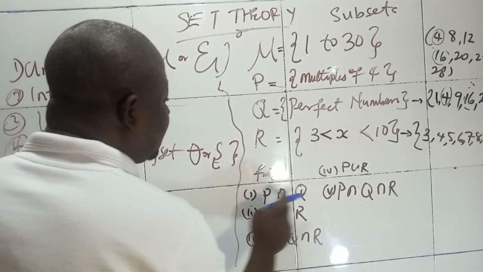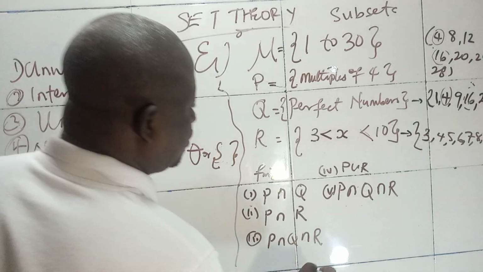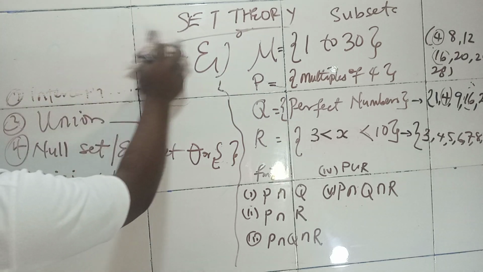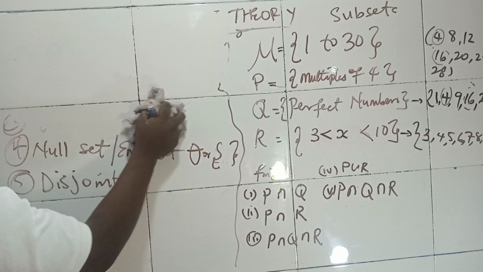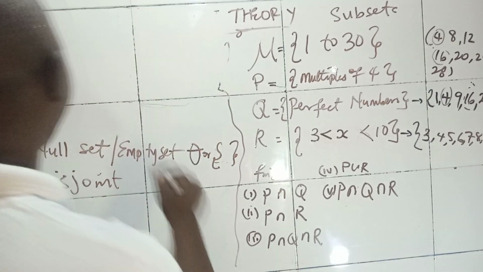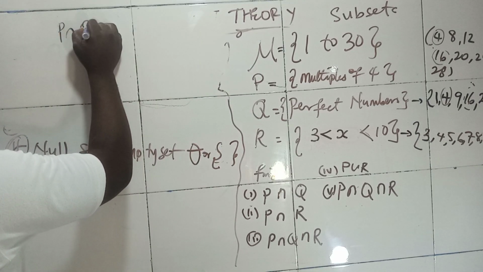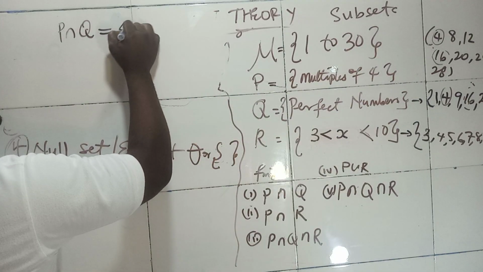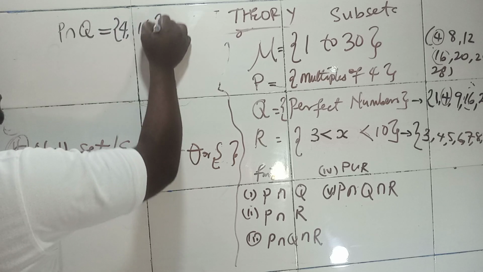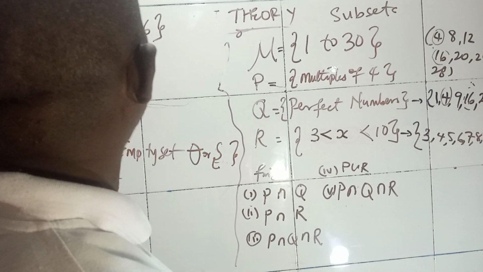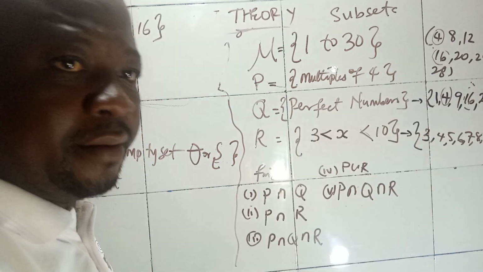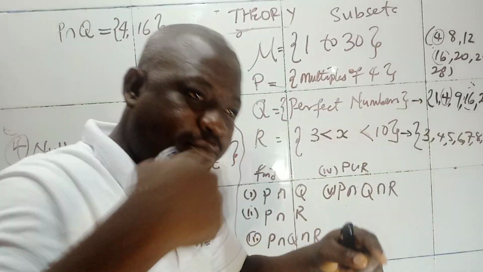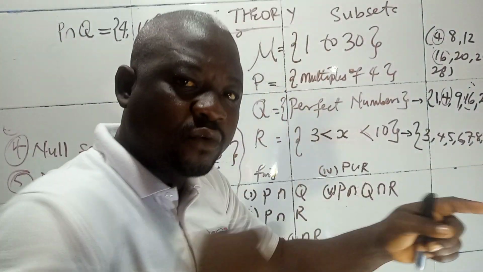So it means that P intersection Q is now equal to what? 4 and 16. Because those are the two things you can find in these two. They have 4 and 16 to be the only thing common to them. That we'll call intersection. What is common to the two? What I can find in P, I can also find in Q. That is what? The intersection.